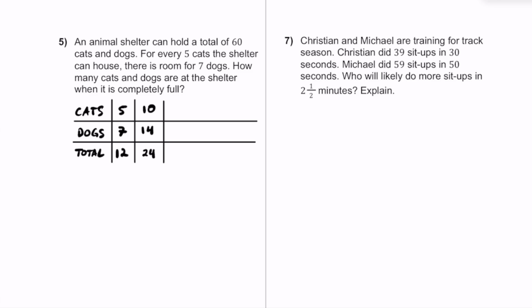But I think you could also just jump straight to 60 if you can see here that 12 times 5 does get you 60. So if you do 7 times 5, that would be 35 of these would be dogs. And if you do 5 times 5, you would say that 25 of these would be cats. And you can see here that 25 plus 35 does equal the 60 here. So if it's completely full, that means the capacity is 60. You would have 25 cats and 35 dogs. That's how many animals, or cats and dogs rather, that this animal shelter can house when they're at capacity of 60 total animals.